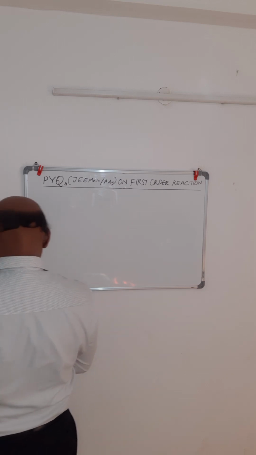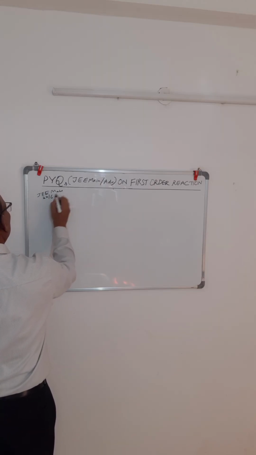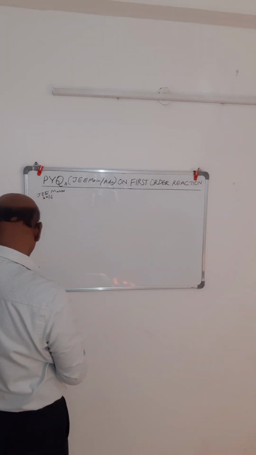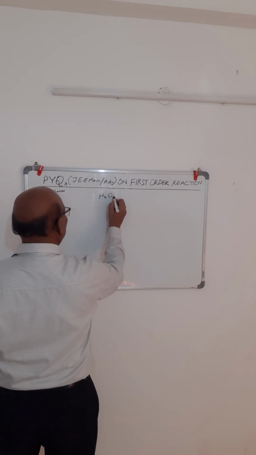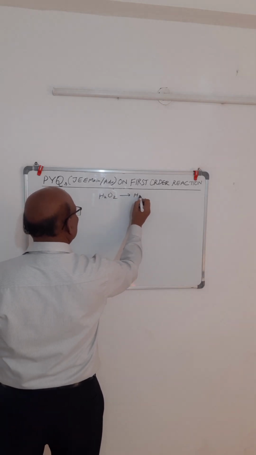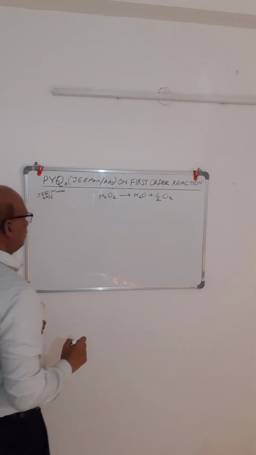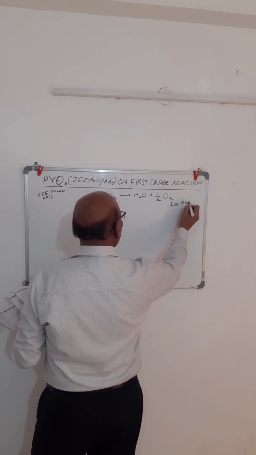Okay, second question is, this was asked in Mains 2016. Okay, so the question is, decomposition of H2O2 follows a first order reaction. So decomposition of H2O2 is like this. This is the reaction for decomposition of H2O2, and it is given that it follows first order.